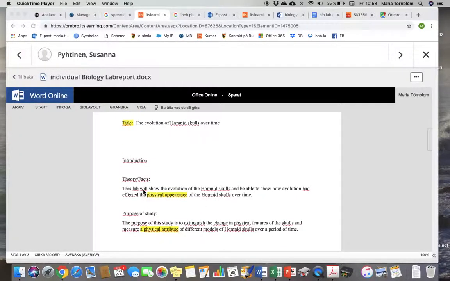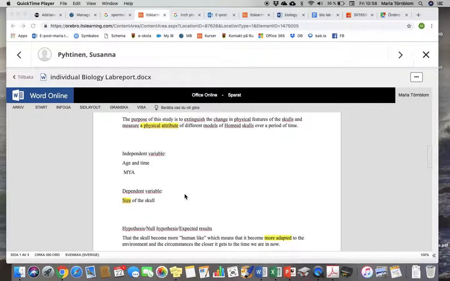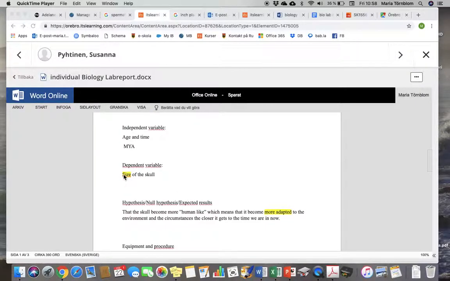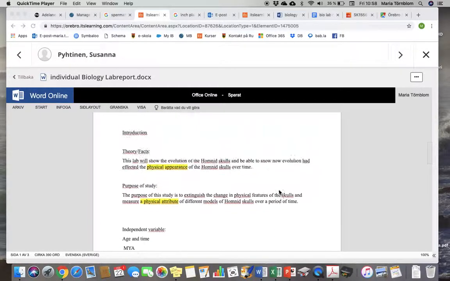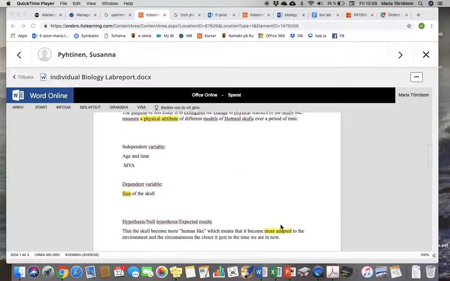I would like you to be more precise when you say physical appearance, physical attribute. In a research question or a purpose of a study, you have to be more precise of what you actually measured. Size of the skull can be in volume, it can be length or width, or you have to be a little more precise there. I also think that in the introduction, the theory and facts, you can write more about that specific physical appearance, how that would show evolution.